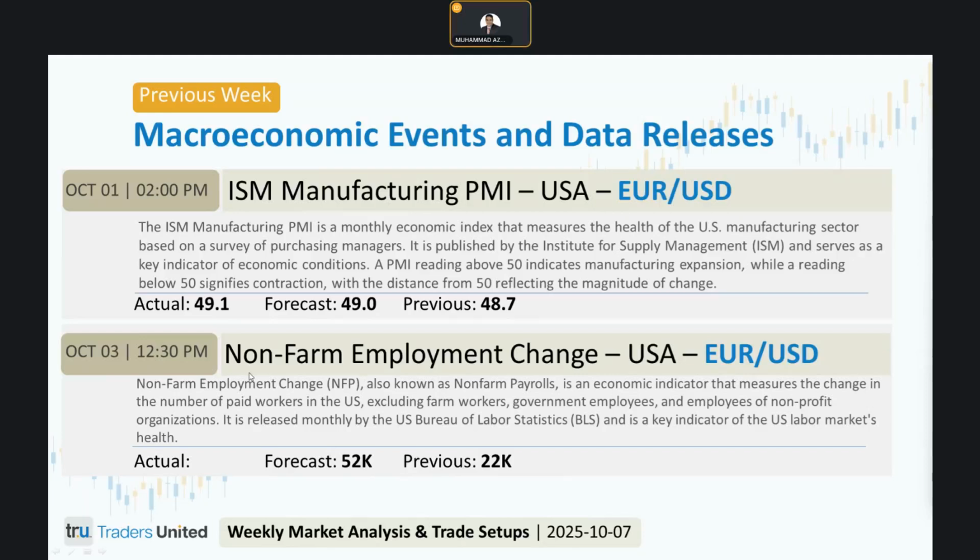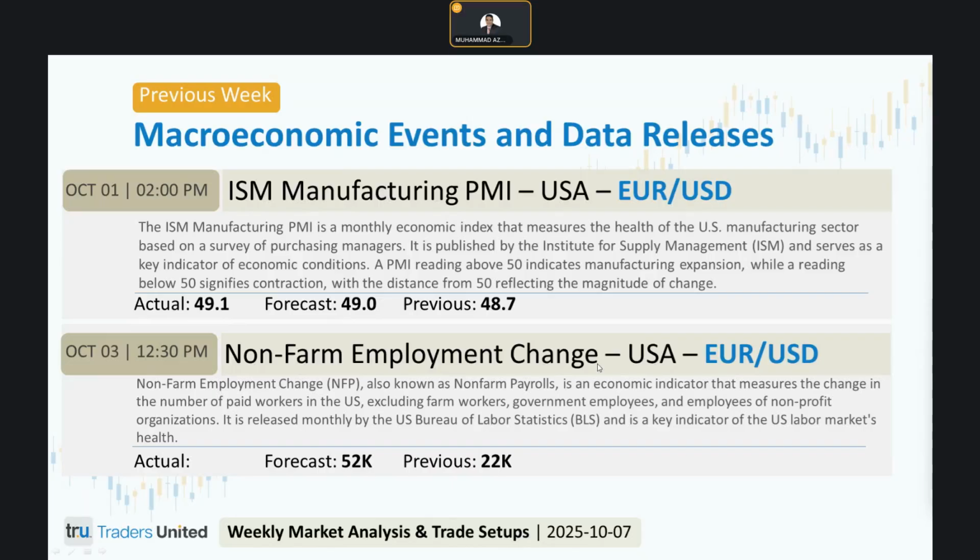The next one is the non-farm employment change related to USA. Now, what is non-farm employment change, also known as NFP? The non-farm employment change data report, also known as NFP or non-farm payrolls data report, is an economic indicator that measures the change in the number of paid workers in the USA, excluding farm workers, government employees, and employees of non-profit organizations.